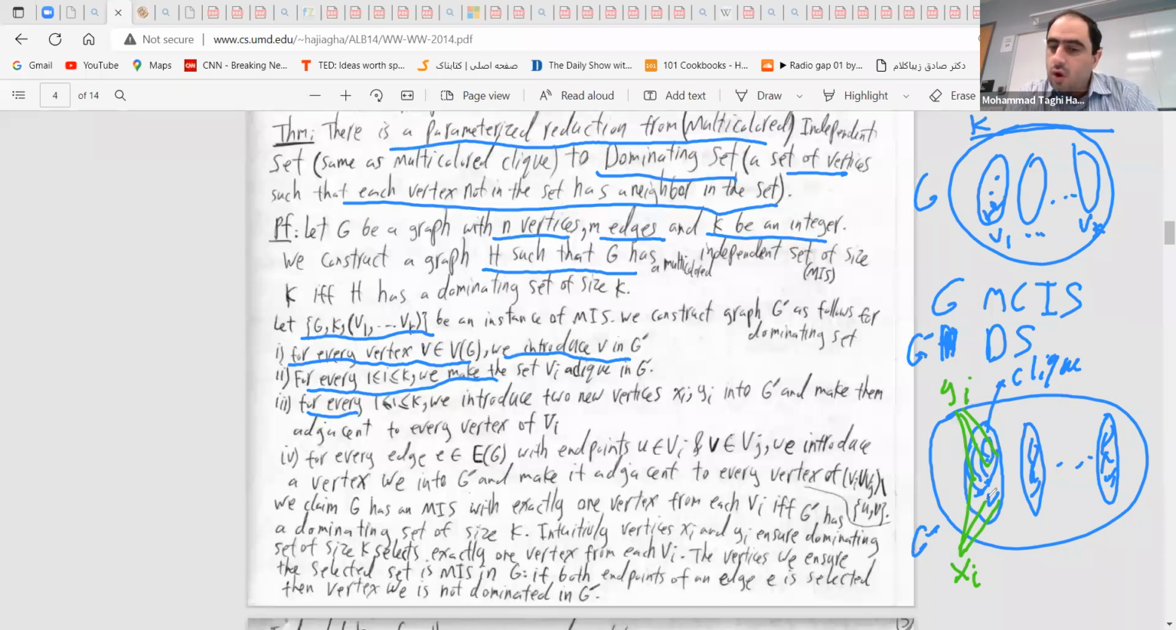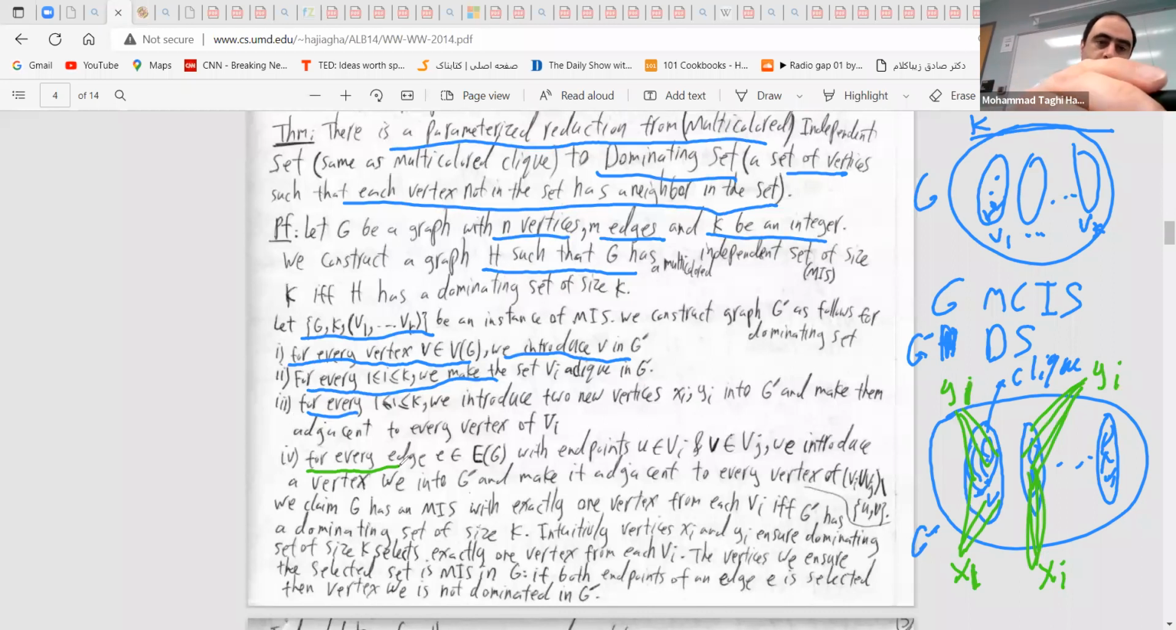And these are connected to all vertices of this. This is actually x1, y1. And in general, if this is the one, so these are connected to all vertices here, xi and yi. So that's the third step.